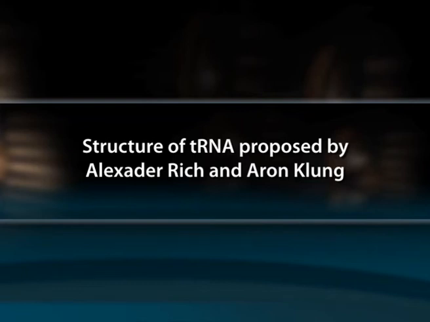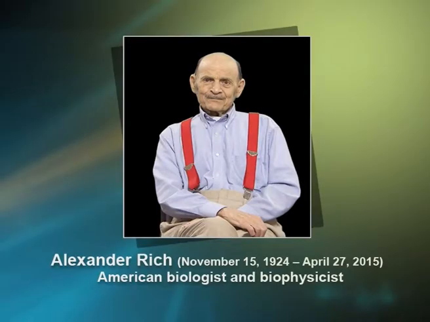Structure of tRNA proposed by Alexander Rich and Aaron Klug. The tertiary structure of tRNA, first reported in yeast tRNA phenylalanine, was determined independently by Alexander Rich and Aaron Klug in 1974 using X-ray analysis of tRNA phenylalanine crystals. They demonstrated that the main pattern of tRNA chain folding to tertiary structure is universal. The folding takes place in the following manner.